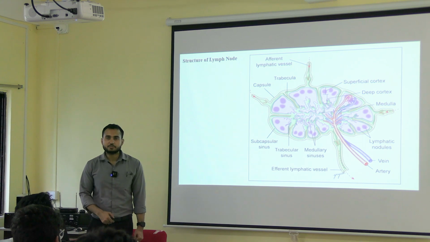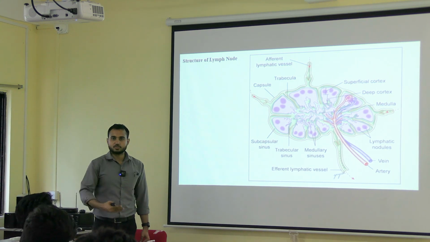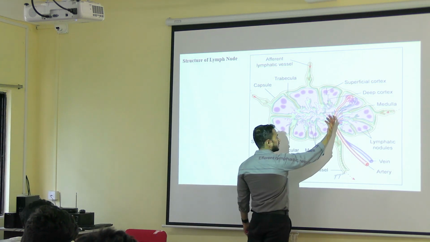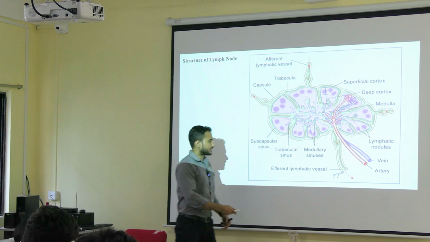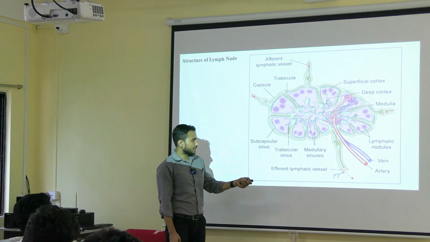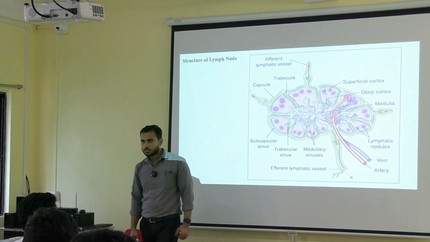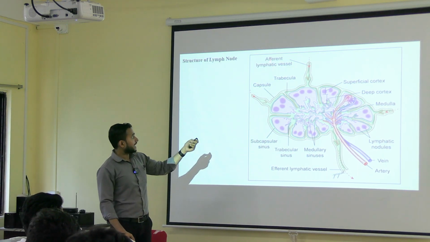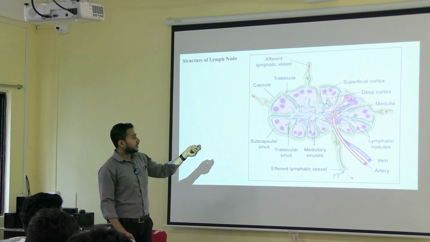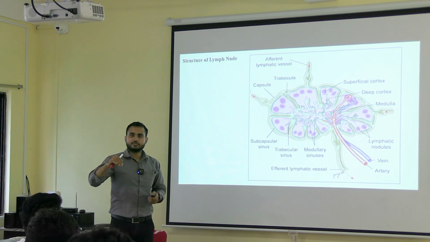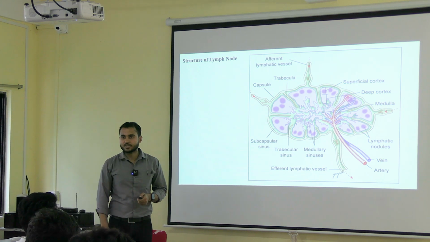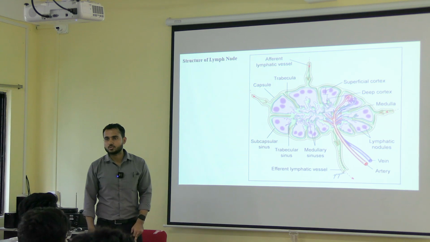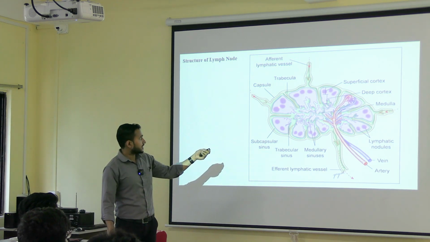Through the hilum, what happens? Blood vessels are entering the lymph node, as you can see in the diagram. And what is coming out from the lymph node? The efferent lymphatic vessel is coming out from the lymph node. The convex surface receives the afferent lymphatic vessels. Through those lymphatic vessels, lymph is entering the lymph node.